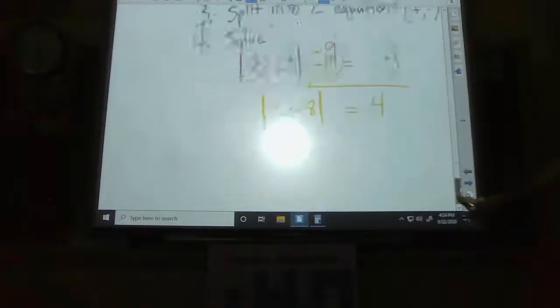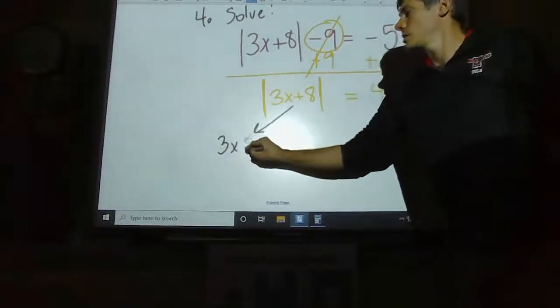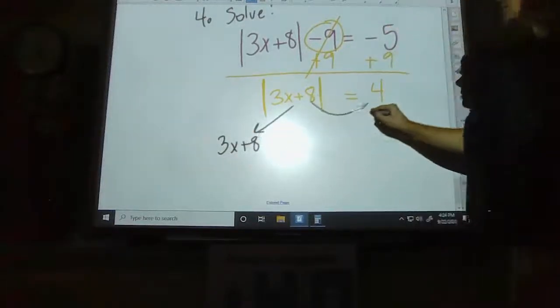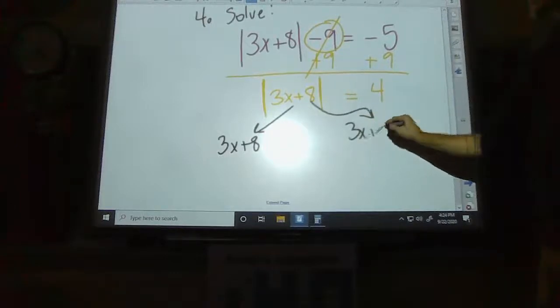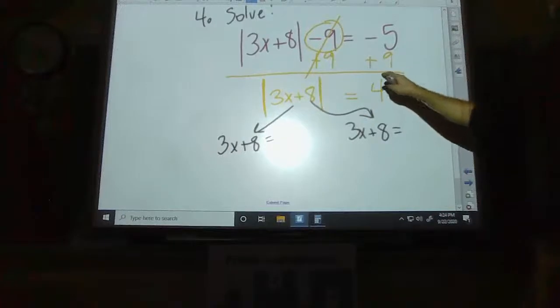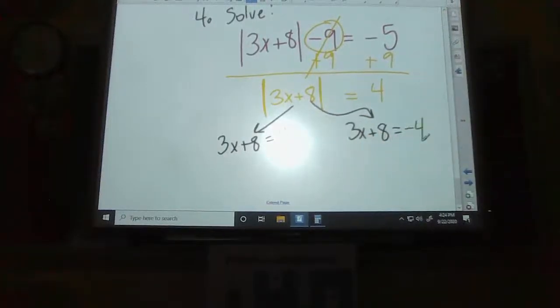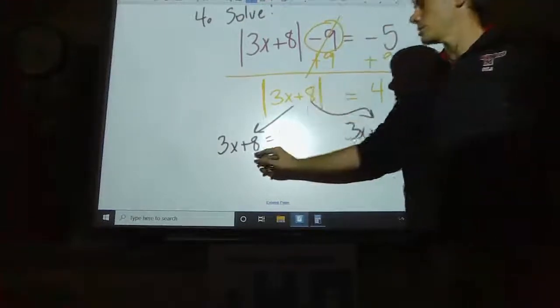Now I'm going to split it into 2 equations. Let me split this. Here's one. Here's the other. One of them's going to equal positive. One of them's going to equal negative. And here's my number, right? Positive 4 and negative 4. One's going to be 4. One's going to be negative 4. And then step 4, I'm ready to just solve it.